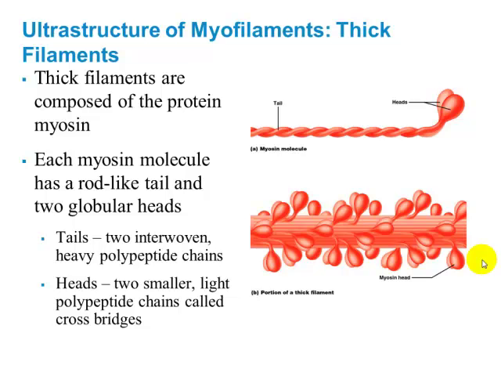Now, if we talked about a single myosin molecule, it looks like a double-headed golf club to me. It has a rod-like tail. It's actually woven together. And then it has these two heads. Now again, this is just our way of representing the protein. Remember what protein is. It's a chain of amino acids that has this complex organization, secondary and tertiary organization.